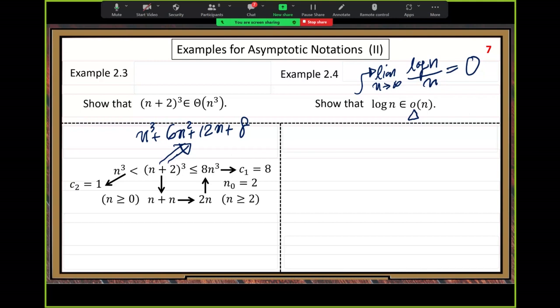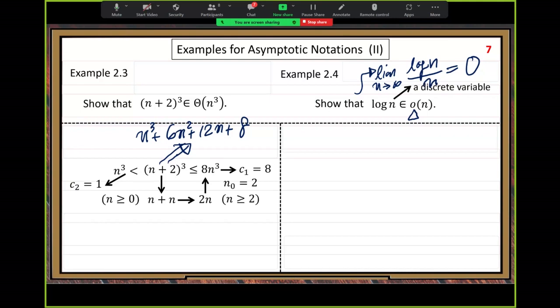Actually, I remember I showed you a similar question before. The older version is n over the log function, not the log function over n. But here, we switch. And remember we used L'Hopital's rule. So let me quickly go through that.